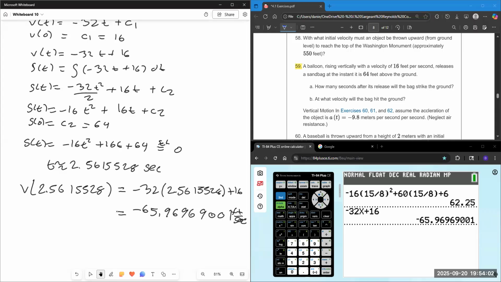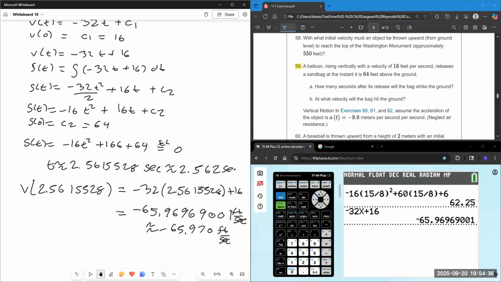The book will approximate this to 2.562, and it will approximate this to negative 65.970, but it's using the exact value to calculate the velocity. So don't use the rounded value to calculate the velocity, or you won't get the right answer in that problem.